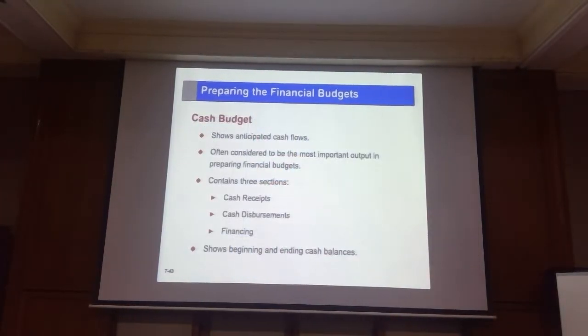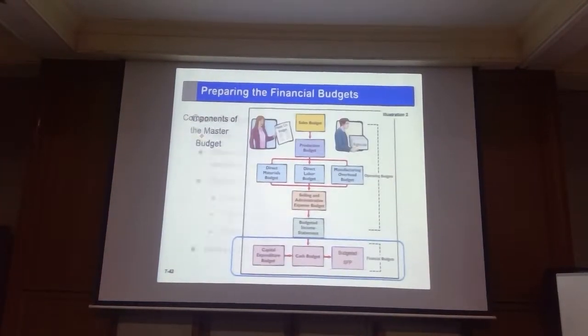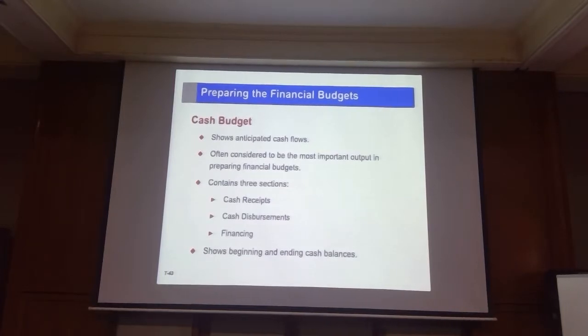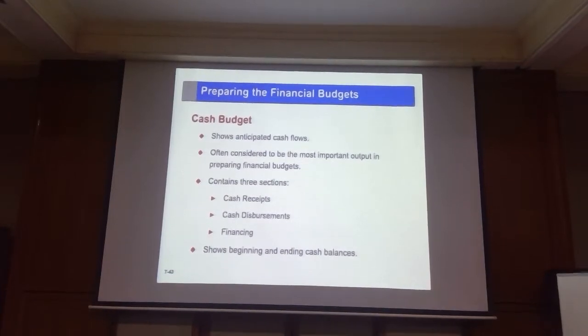Okay, let's see. For the cash budget, this one will show you anticipated cash flow during the next year. Okay, so this one, the cash budget tends to consist of 3 sections. The first one will give you information about cash receipts during next year, and then the cash disbursement, and then finally, if you don't have enough cash, you may consider doing some financing. Okay, first start with the cash receipts.